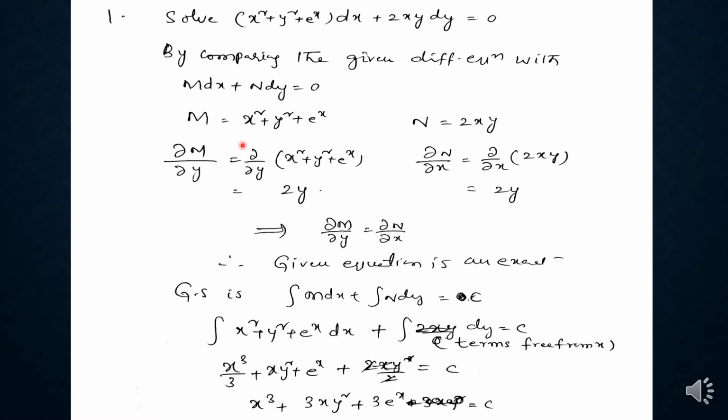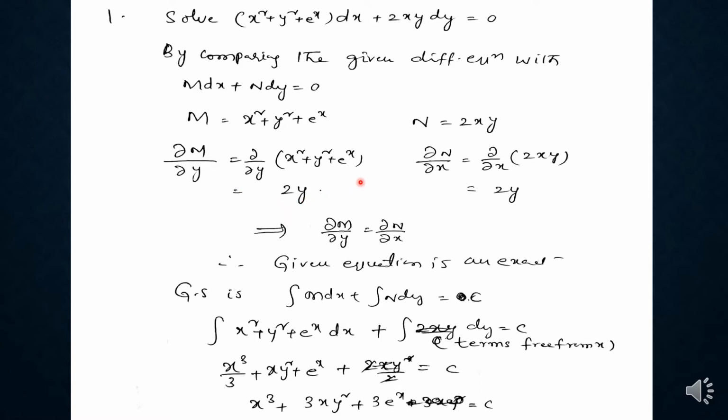∂M/∂y is the partial derivative of M with respect to y, which is ∂/∂y of (x square plus y square plus e power x). While differentiating with respect to y, x will be treated as constant. So ∂/∂y of x square is 0, ∂/∂y of y square is 2y, and ∂/∂y of e power x is 0. So ∂M/∂y is equal to 2y.